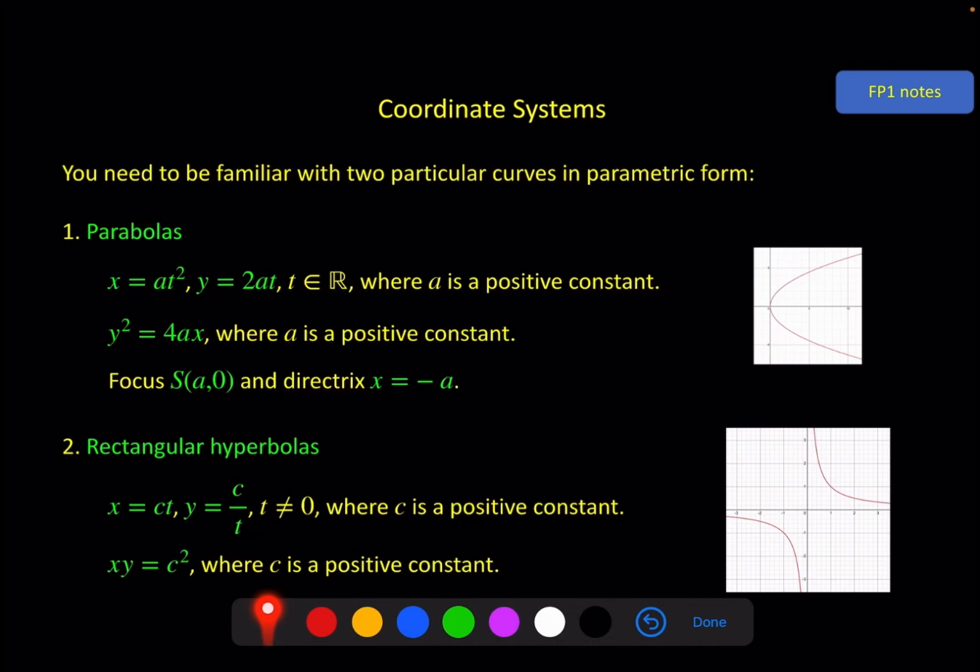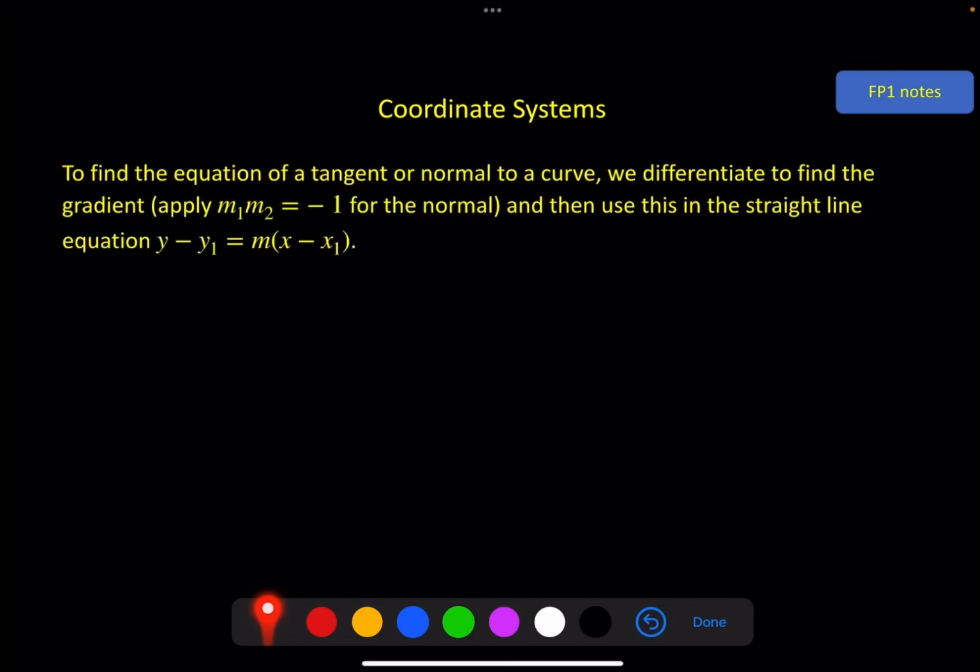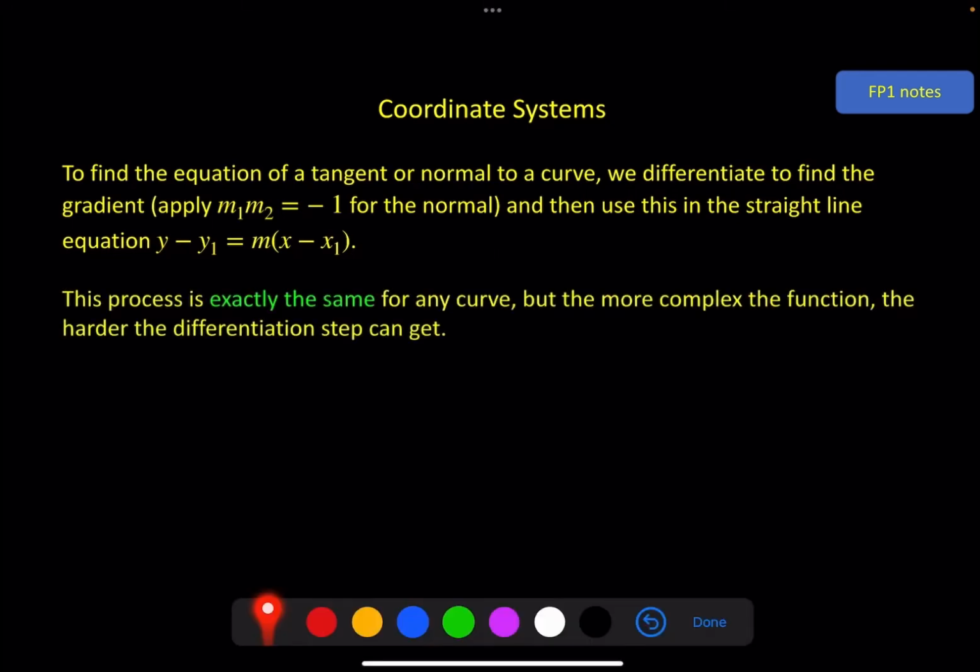We're going to look now at the tangents and normals to these curves. And as we had on the starter question, you know that to find the equation of a tangent or normal, you differentiate the curve, apply m1 m2 equals minus 1 if you want the normal, then use the gradient of the tangent or the gradient of the normal in the straight line equation, this or y equals mx plus c, whichever one you prefer. And this is exactly the same process for any curve. The only difference is that it can get more complicated to do the differentiation the more complicated the function gets.